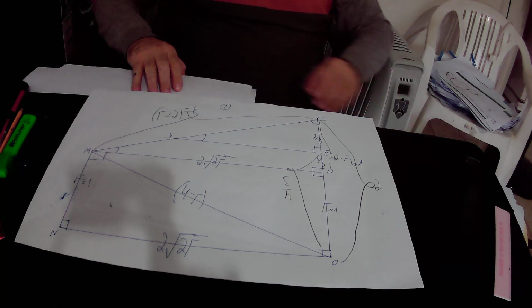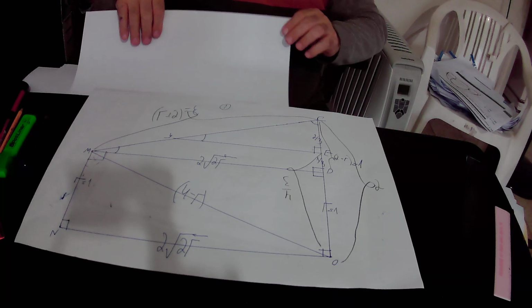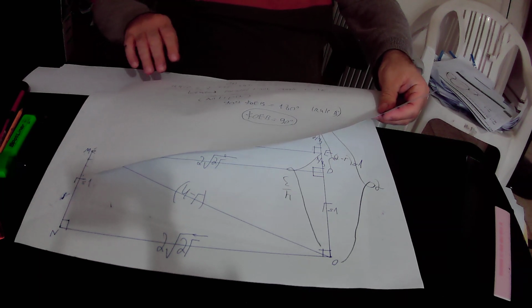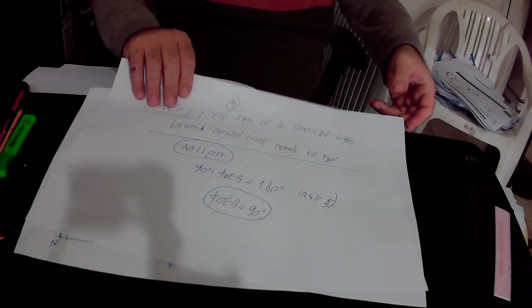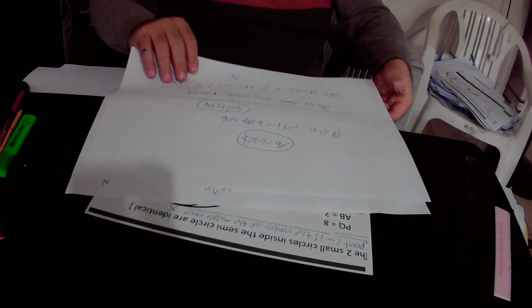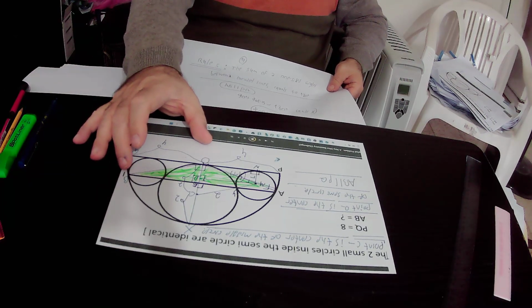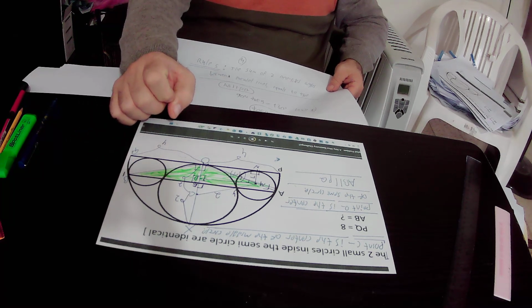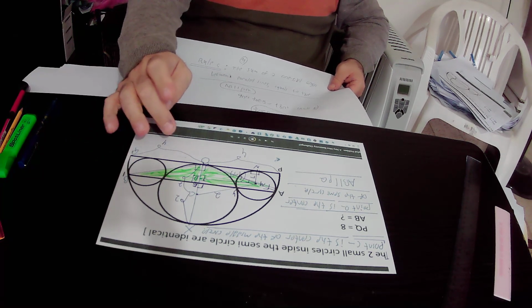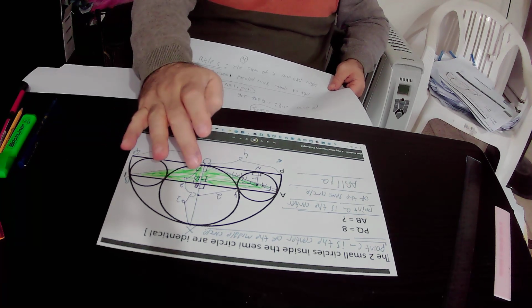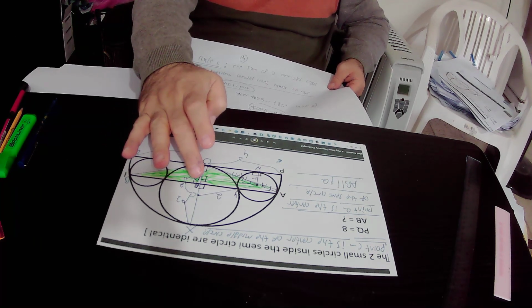Then we actually proved that we connected points O and B by a straight line, and we proved that triangle OEB, this green triangle, is a right triangle because of the fact that this angle equals 90 degrees.